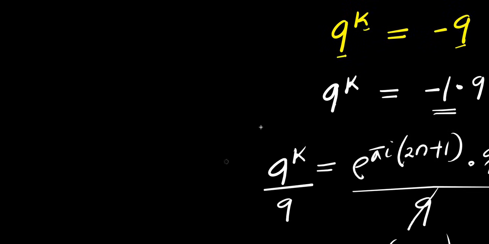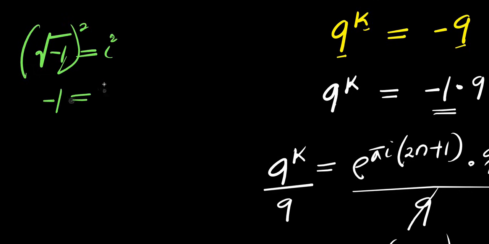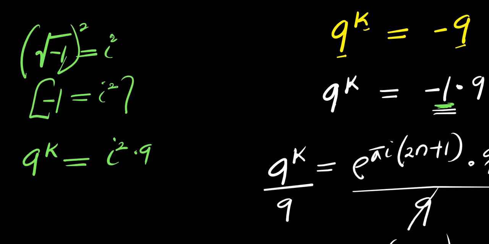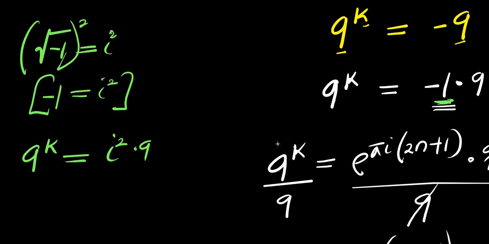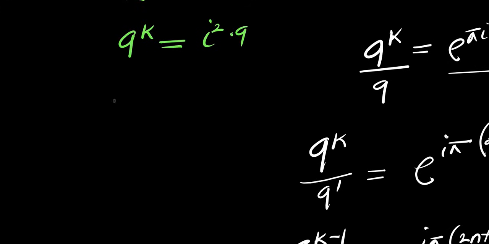There's also a variation. Remember, if you have square root of negative 1, this equals I. And if you take the squares, that means you have negative 1 equals I squared. So here, remember, we have negative 1. So we can also rewrite this as 9 power k equals I squared times 9. Remember, we replaced this negative 1 with e power pi times I times 2n plus 1. But there's also this variation that we can use to solve. So from here, you can easily apply natural log.